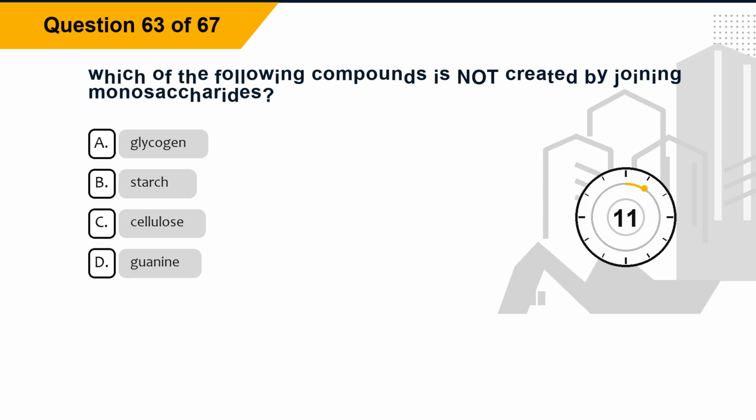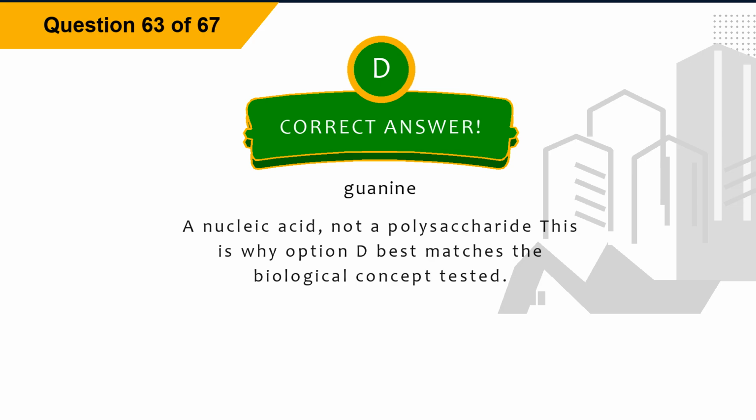Question 63. Which of the following compounds is not created by joining monosaccharides? Option A, glycogen. Option B, starch. Option C, cellulose. Option D, guanine. The correct answer is option D, guanine. Explanation. A nucleic acid, not a polysaccharide. This is why option D best matches the biological concept tested.